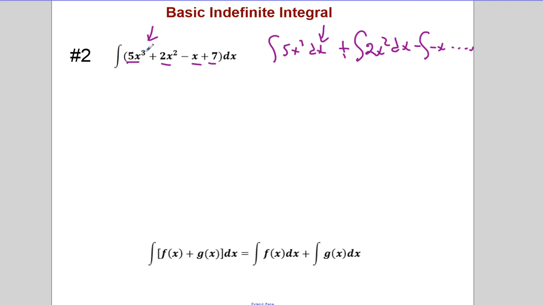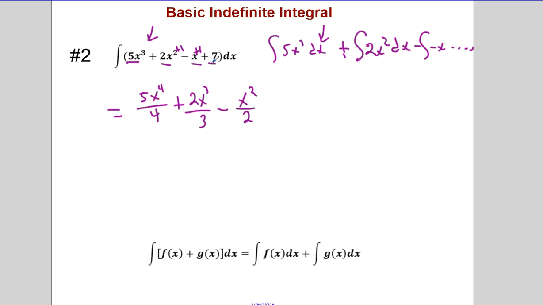So I'm going to add 1 here. I'm going to have 5 over 5x to the 4th over 4. I'm going to add 1 here, so that's going to be 2x to the 3rd over 3. And then this is just a -1. It's not a big deal. And I'm going to add 1 to here. This is already x to the 1st, so it's going to be x squared. So I'm going to have x squared. I'm going to divide by 2.